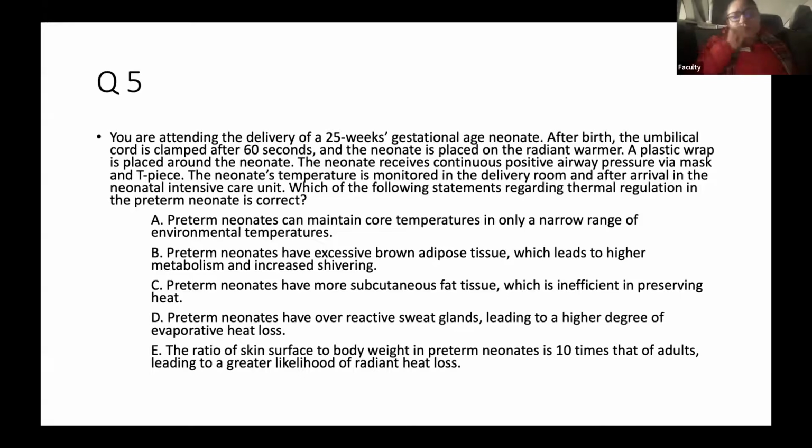A: The preterm neonate can maintain core temperature in only a narrow range of environmental temperatures. B: A preterm neonate has excessive brown adipose tissue, which leads to a higher metabolism and increased shivering. C: A preterm neonate has more subcutaneous fat tissue, which is inefficient in preserving heat. D: Preterm neonates have overreactive sweat glands, leading to a higher degree of evaporative heat loss. E: The ratio of skin surface to body weight in a preterm neonate is 10 times that of adults, leading to a greater likelihood of radiant heat loss.